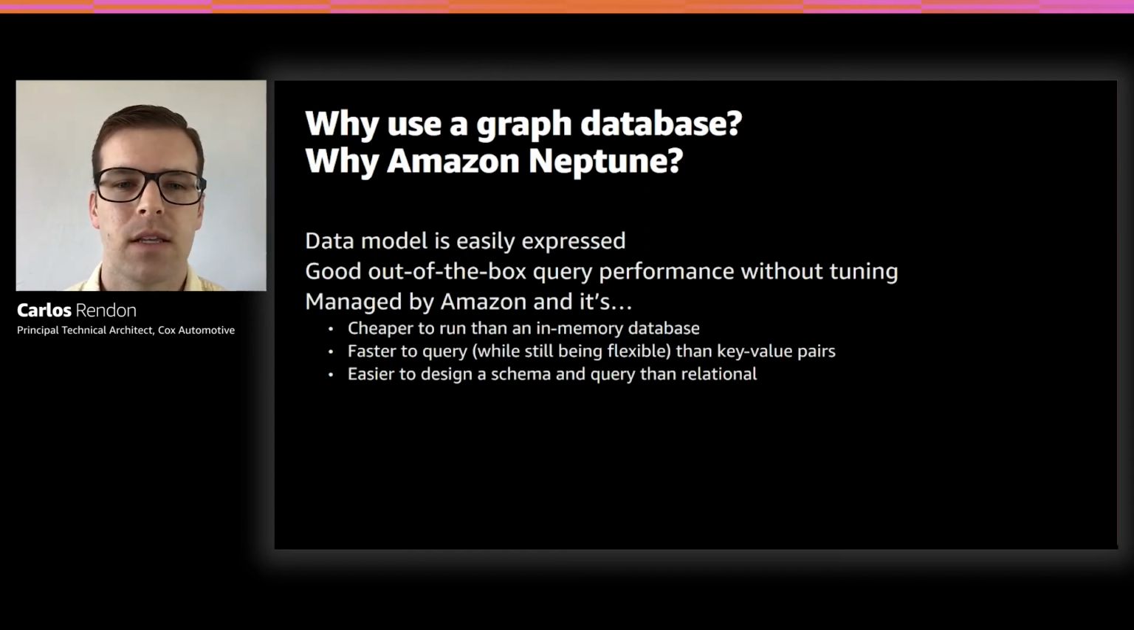We also did some thought experiments and found that an in-memory database was a bit more expensive than what we wanted to pay for. When we looked at key value stores, we found that keeping them fast and flexible at the same time was going to be hard for us to do. And as I mentioned before, relational was a bit of a challenge for our team. So that's how we ended up using Amazon Neptune. We found that it met all of our requirements and worked great out of the box.